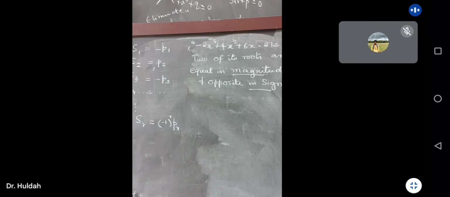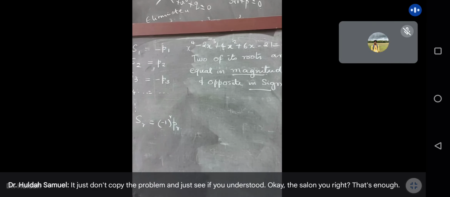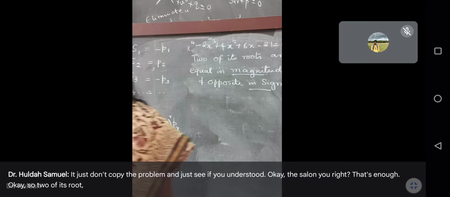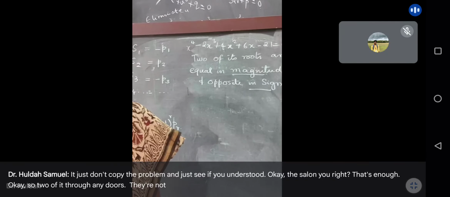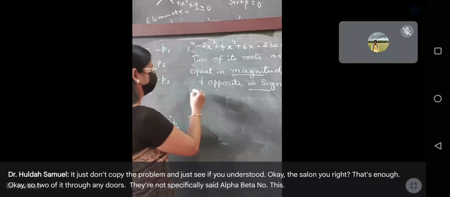Just don't copy the whole problem, just see if you've understood. Okay, this alone you write, that's enough. So two of its roots, any two roots. They have not specifically said alpha, beta, and so on. So this being a fourth degree equation, I'll start the question now.